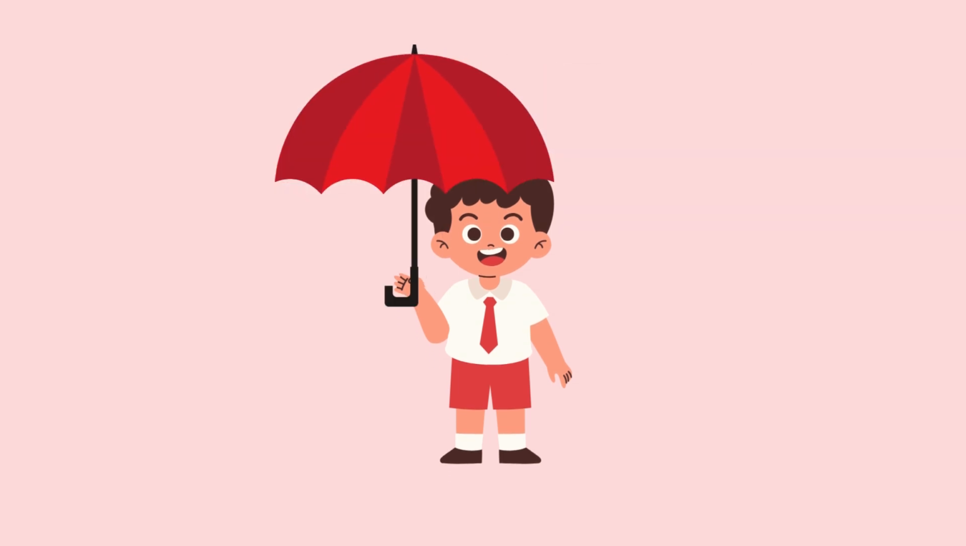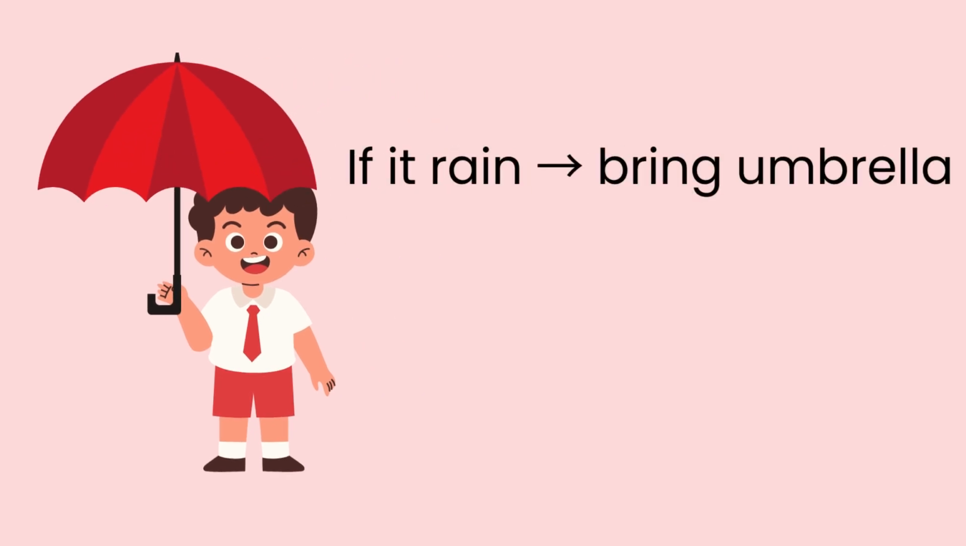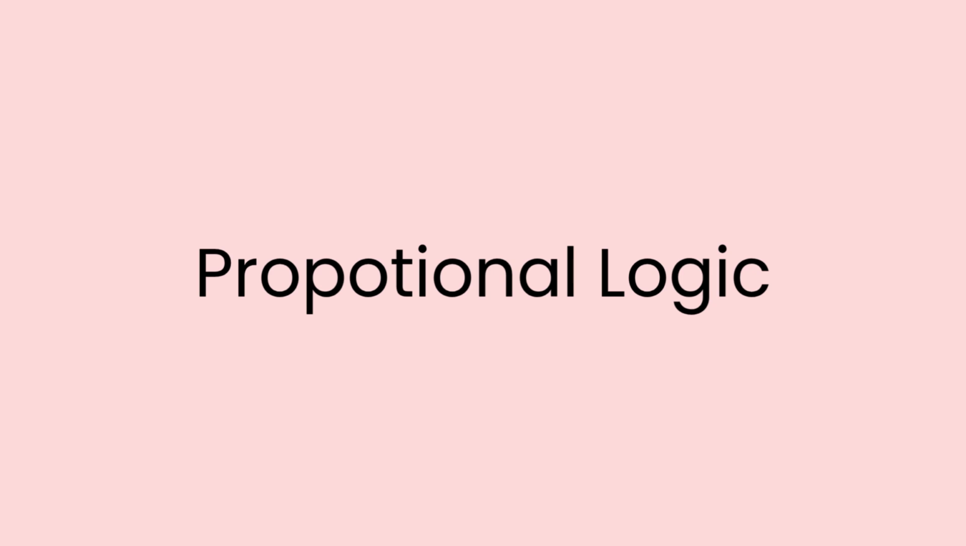So, in conclusion, if it rains, then bring an umbrella. This is how propositional logic works in our daily lives. What we decide and choose is what is called propositional logic. And what we just discussed is one of the 5 main symbols of propositional logic that we will discuss.